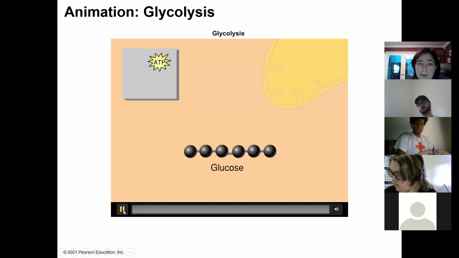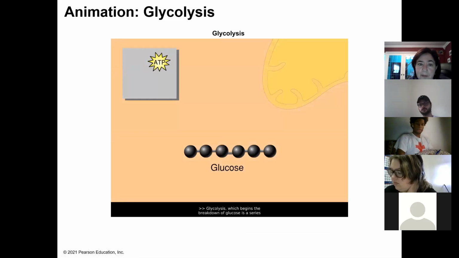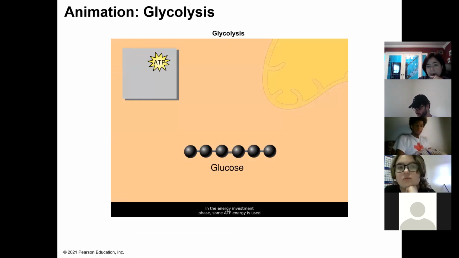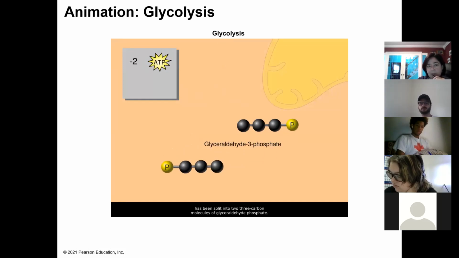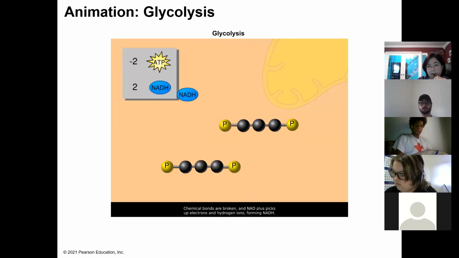So let's take a look here. Glycolysis, which begins the breakdown of glucose, is a series of 10 enzyme-catalyzed chemical reactions that can be divided into two main phases. In the energy investment phase, some ATP energy is used to start the process of glucose oxidation. By the end of this phase, a 6-carbon molecule, glucose, has been split into two 3-carbon molecules of glyceraldehyde phosphate. The 3-carbon glyceraldehyde phosphate molecules now enter the energy payoff phase. Chemical bonds are broken and NAD+ picks up electrons and hydrogen ions, forming NADH. The energy released is used to attach phosphate groups. The phosphates are transferred to ADP, finally making some ATP. This way of making ATP is called substrate-level phosphorylation.